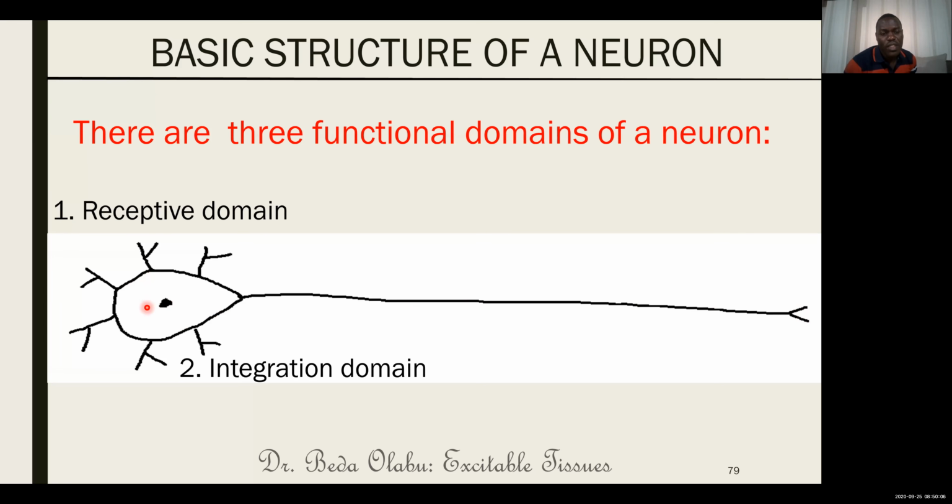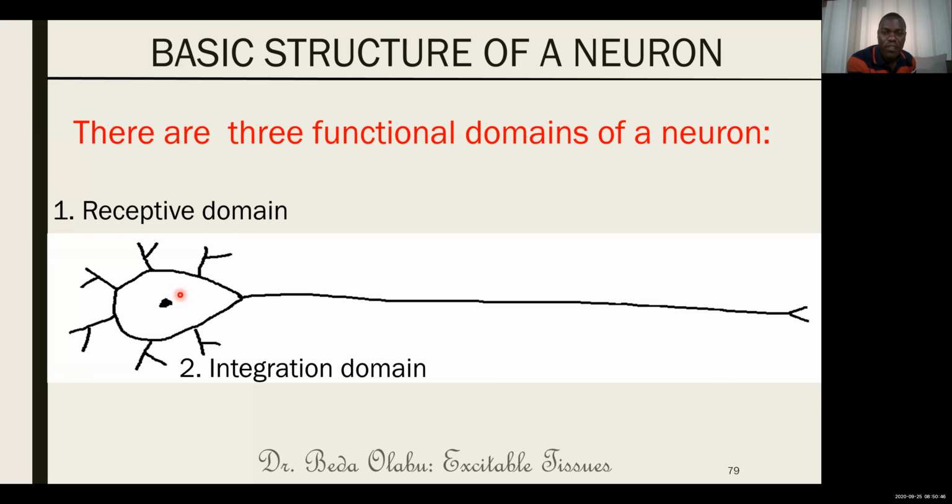Cell bodies can have different names depending on where they are found. If you have several cell bodies grouped together within the peripheral nervous system, you call that a ganglion. A ganglion is a group of neuronal cell bodies outside the central nervous system, which means within the peripheral nervous system.